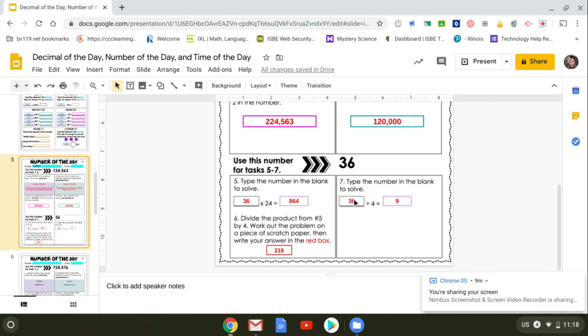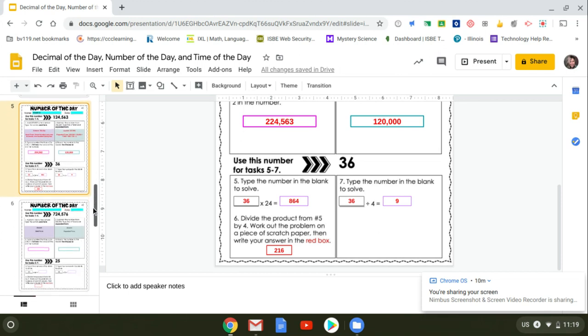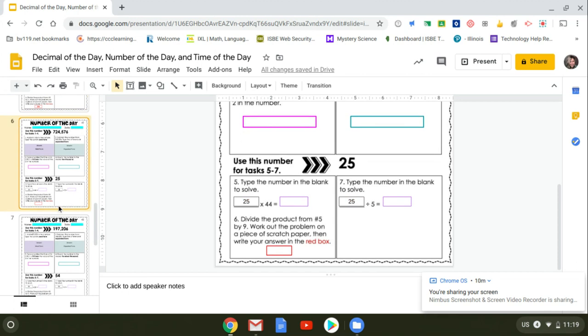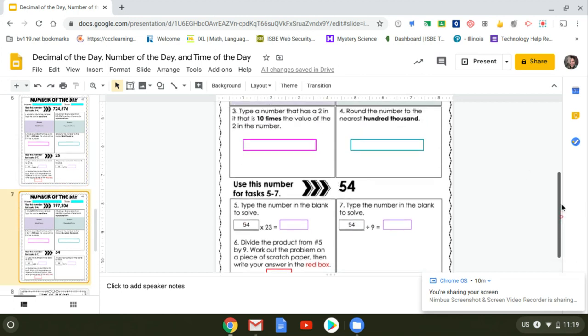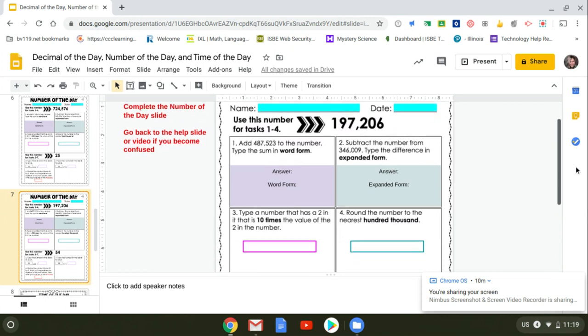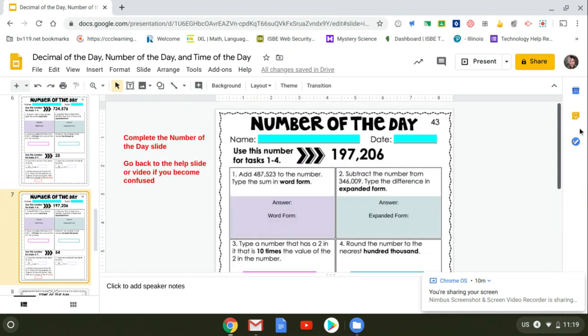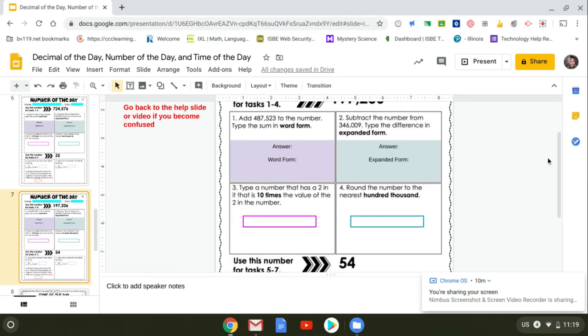Then you're dividing your number. Then it says divide the product. So product is an answer to a multiplication problem. So I'm looking at this problem right here. So I'm dividing this by 4. I wanted to take 864 divided by 4, and I got my answer, which was 216. You're going to do those the same way I did it here for slides 6 and slides 7. Okay? Same thing that I just talked about. So please go back and look at the example slide if you get confused or rewatch this video.